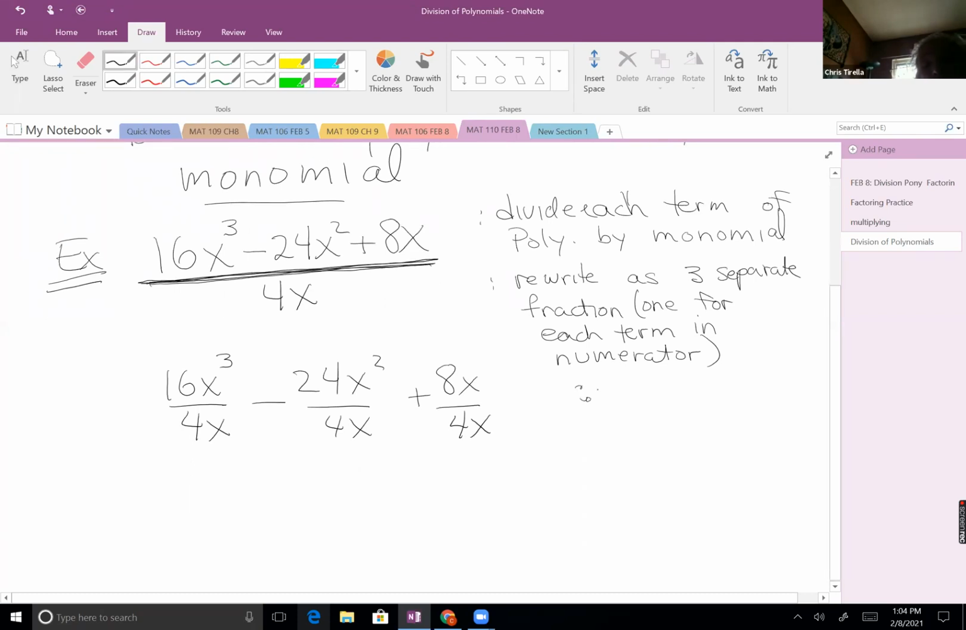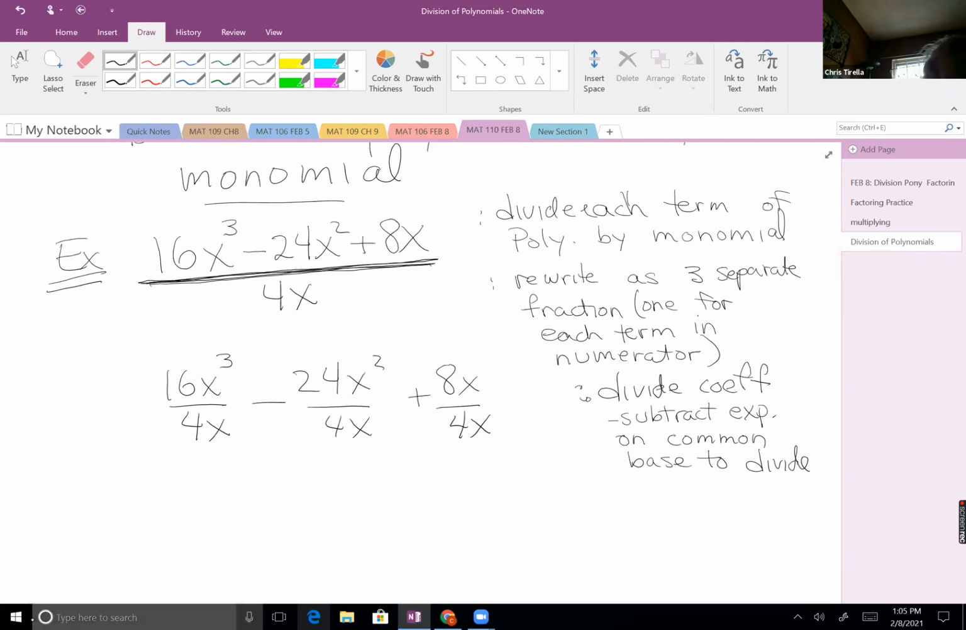And then to do each division, you have to remember to divide the coefficients. And you have to remember that you subtract exponents on a common base to divide. And so, what does that mean? Do you guys need me to wait for a minute, or is everybody in the good place to start doing the work? We okay?